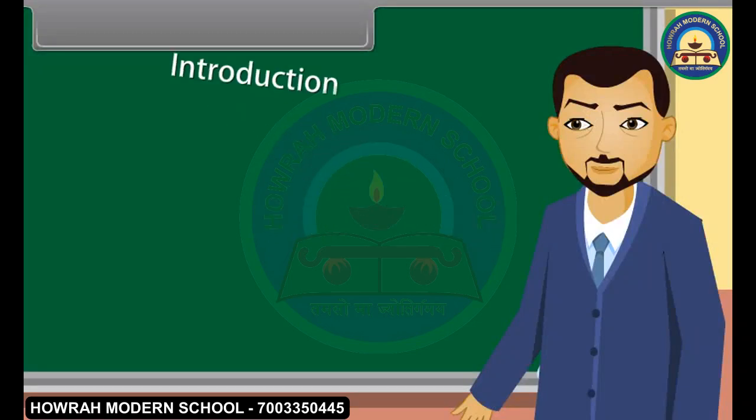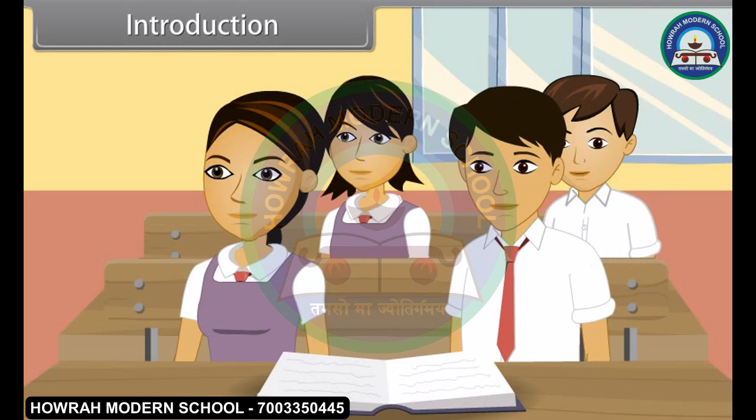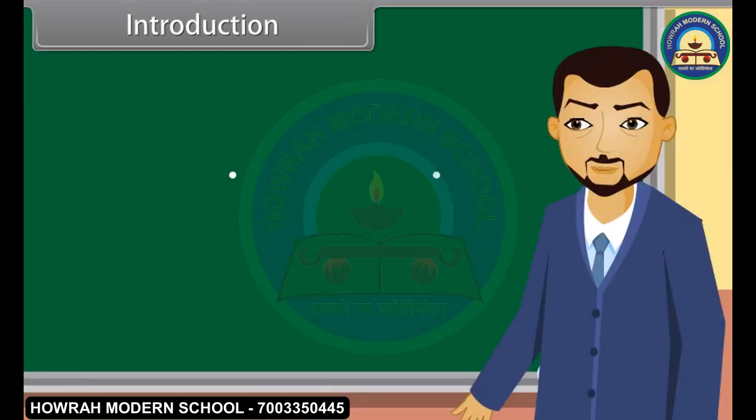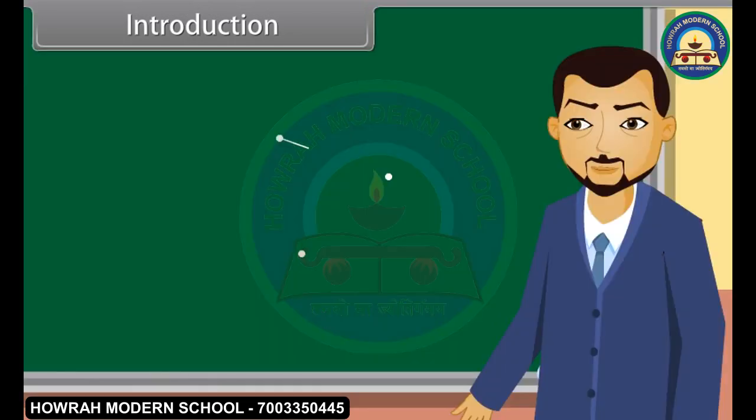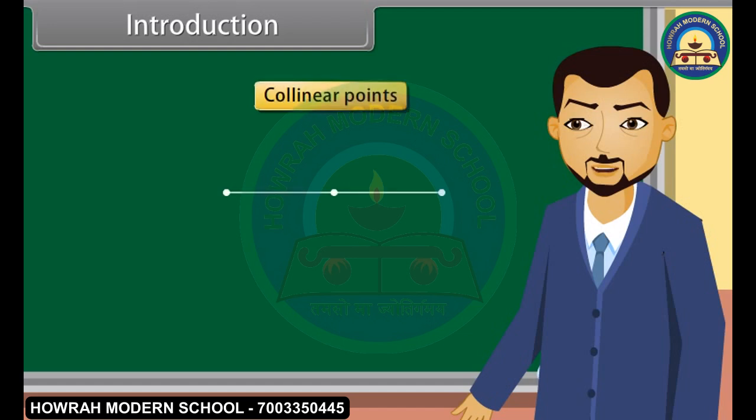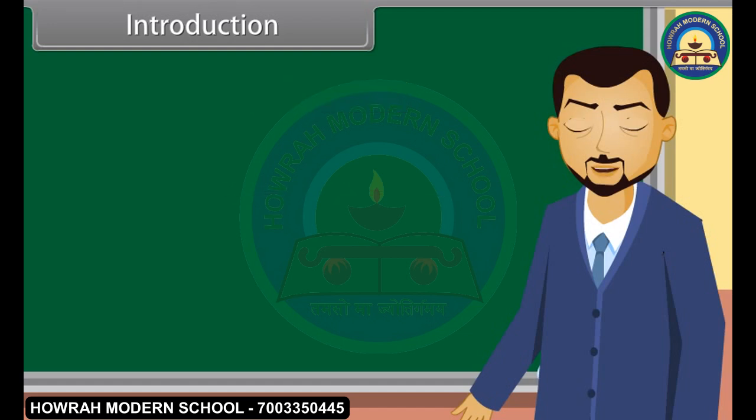Introduction. Students, can you tell what we get when we join 2 points? A line. Yes, we get a line when we join 2 points. And what do we get when we join 3 points? A triangle. Yes, we get a triangle. We also get collinear points. Today we'll study about quadrilaterals.